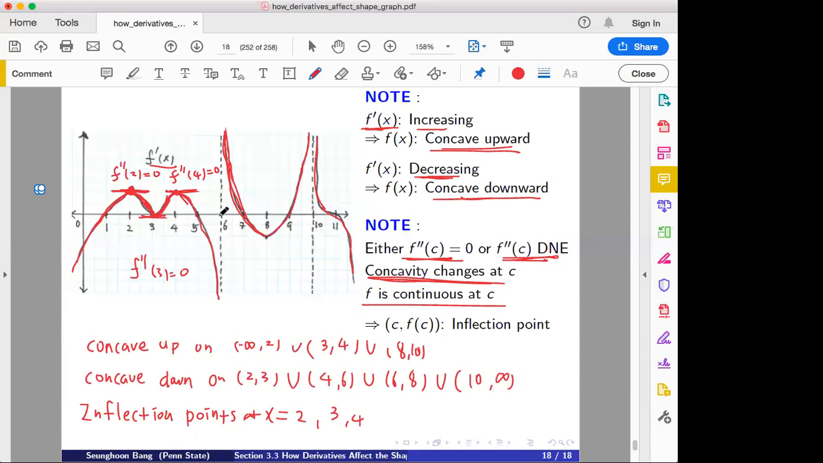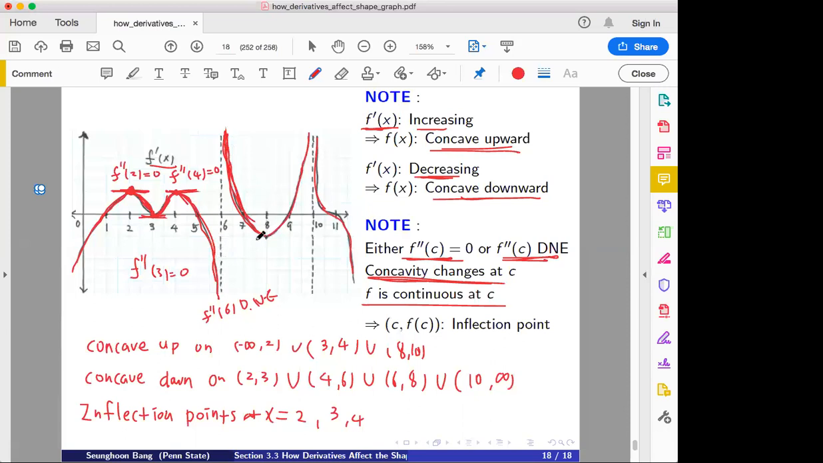The next one is 6. Here, f prime of x does not exist, so automatically the second derivative at 6 does not exist. Does the concavity change at 6? What do you think? Is 6 an inflection point? No, because here it is decreasing, concave down, on both sides. Concavity doesn't change at 6, no.